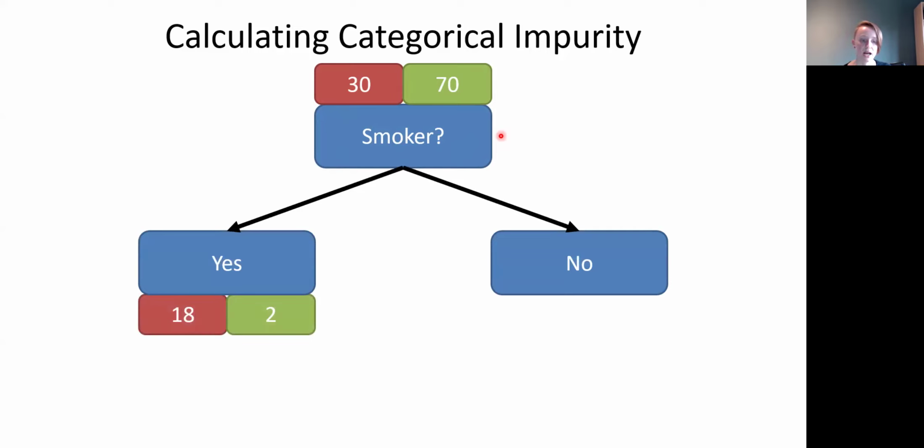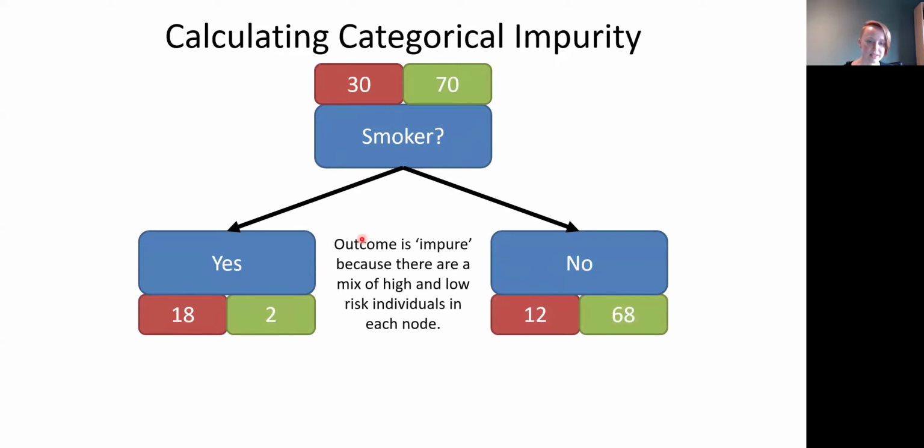So we're going to start off with 100 samples in our starting data. In this case, there are 30 high risk and 70 low risk. If we ask if they are smokers or not, we can then split that into yes or no and see what our numbers are of high risk versus low risk in each of these. We can see this outcome is impure because there is a mix of high and low risk individuals in each of these nodes. So yes, here is a node, no, here is a node, and they both have both high and low risk individuals within them.